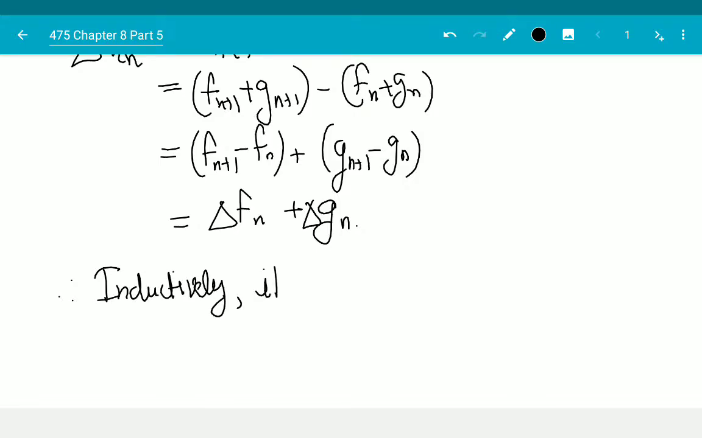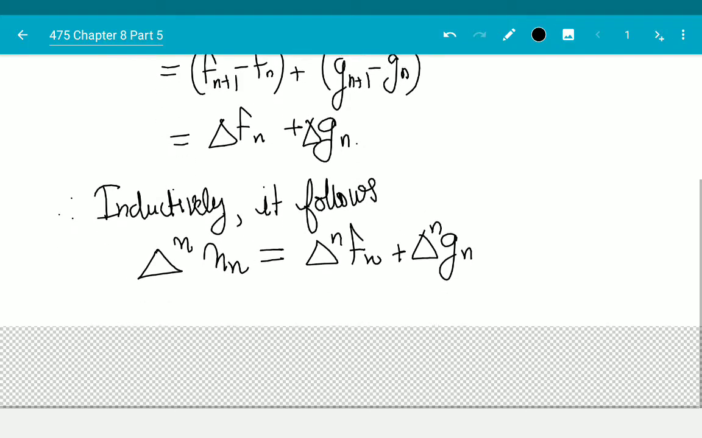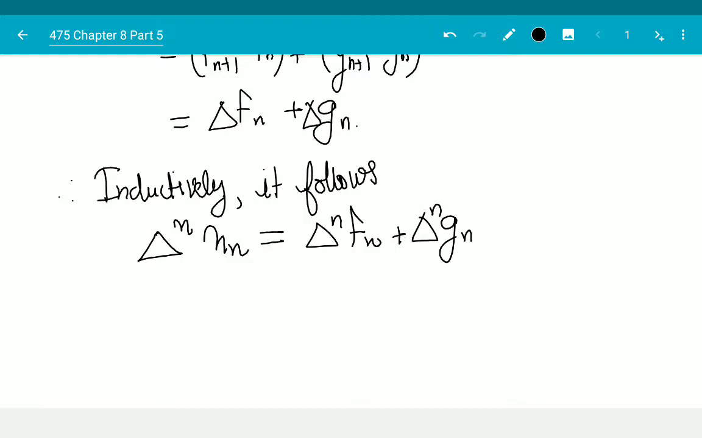it follows that the same should hold for delta to the n of Hn, which is simply going to be delta to the n of Fn plus delta to the n of Gn, right? Because delta Hn is equal to delta Fn plus delta Gn. Both of these are new sequences. You can get it by induction.